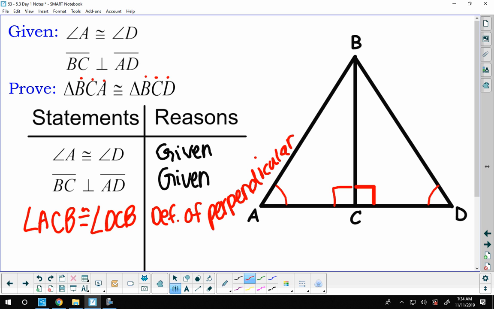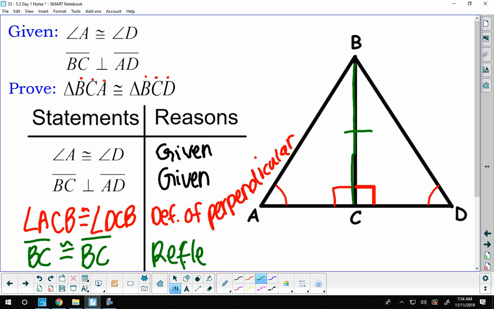So we actually gather that information from one of our givens. Now let's check, do we have reflexive property or vertical angles? Well, we do have a shared side between the left triangle and the right triangle, and that is side BC. So we know that BC is congruent to itself because it's the same side, and that is the reflexive property. So segment BC is congruent to BC by the reflexive property. And now we have 3 pieces of information. So let's see if it's any of our 4 congruency postulates.